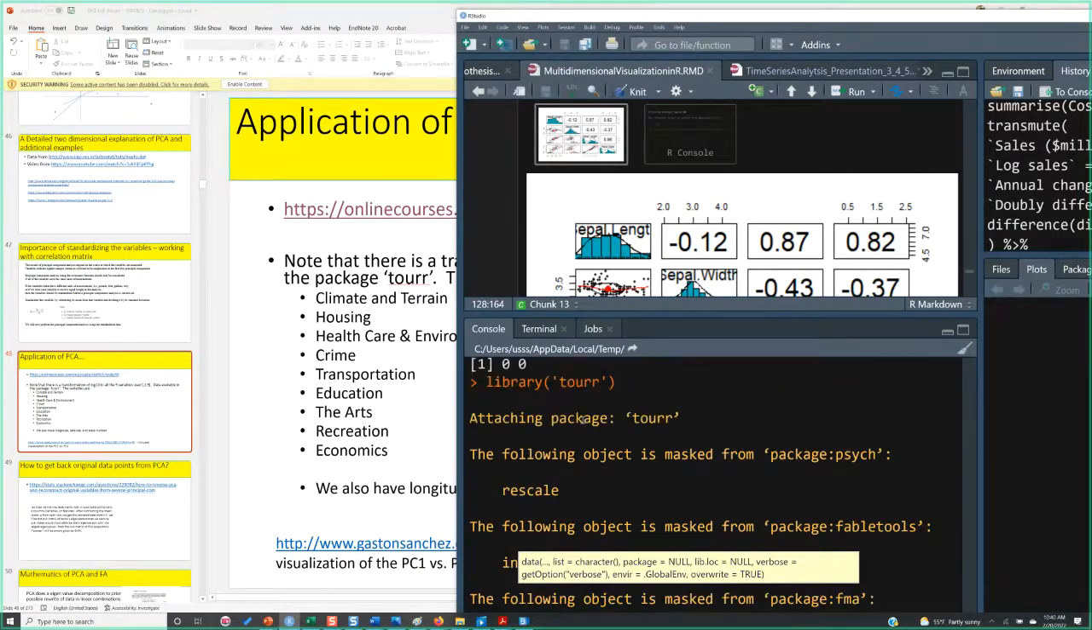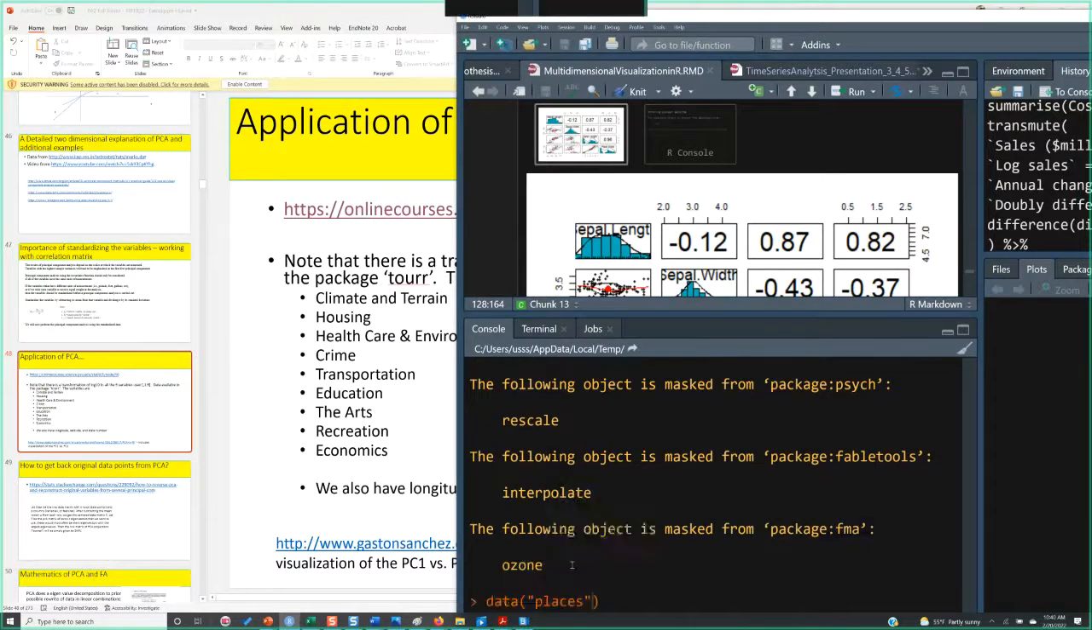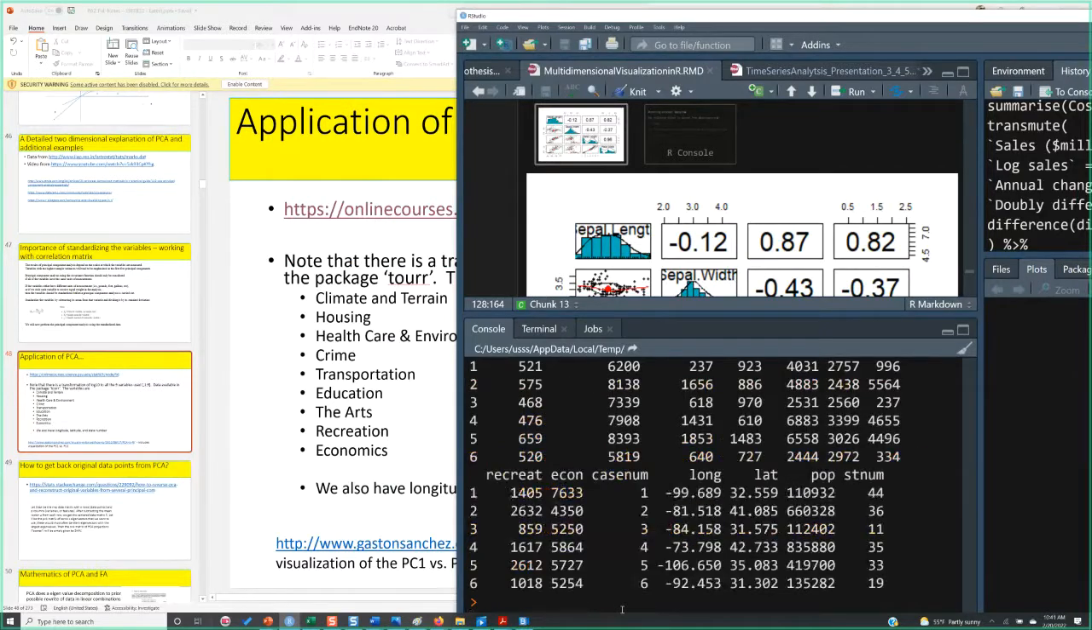So I loaded the library tourr, and it has the data set called places. I don't even have to call data(places). Just put head(places), because it is already there. See, this is what the data is. Are you with me?